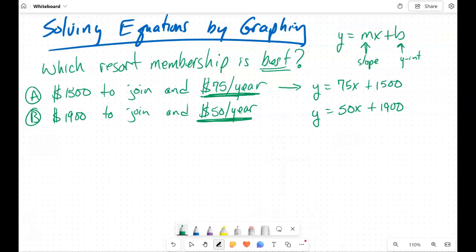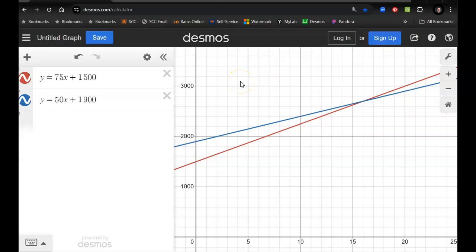Now that we have our two equations, we can go to a graphing utility, whether that be a calculator or Desmos, and see what this looks like visually. So let me grab that so we can see these. Okay, so looking at the graph here in Desmos, you can see our two equations. The red line is my option A, where it has a lower starting value. There you can see that $1,500 is my starting point where we are joining, and then we're going up by $75 a year, and the blue line is where we're starting at $1,900 and going up by $50 a year.